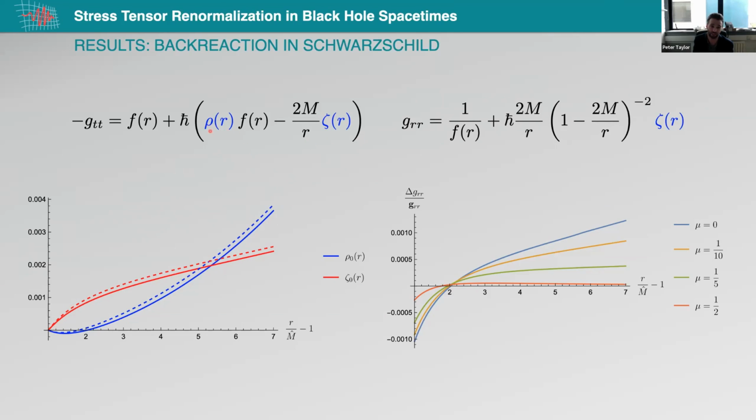This is the perturbation of the metric to first order in ħ, and these functions rho and zeta basically contain some combination of the expectation value of the stress energy tensor. So the numerically evaluated stress energy tensor is contained in these two functions. The solid line represents our numerical solution to the back reaction equations, and the dashed line is just Page's approximation. This is for a massless conformally coupled field. And we can see that the Page approximation actually does pretty well here compared to the exact solution.